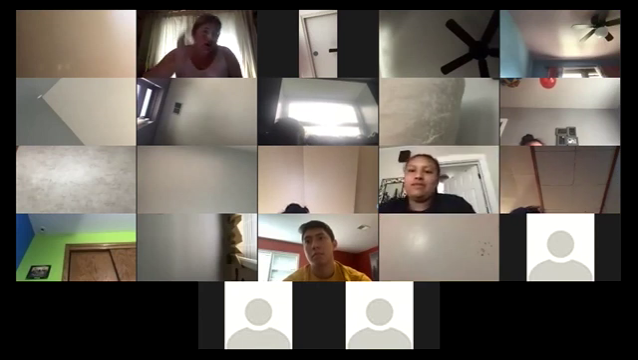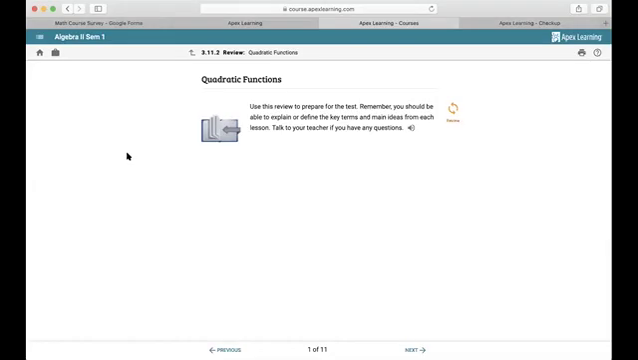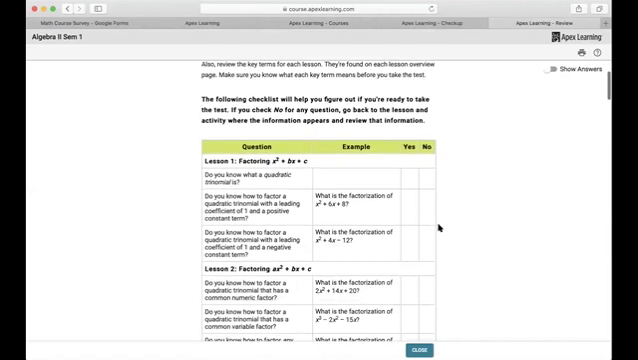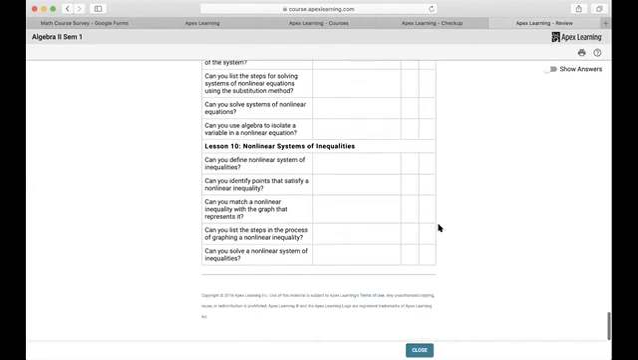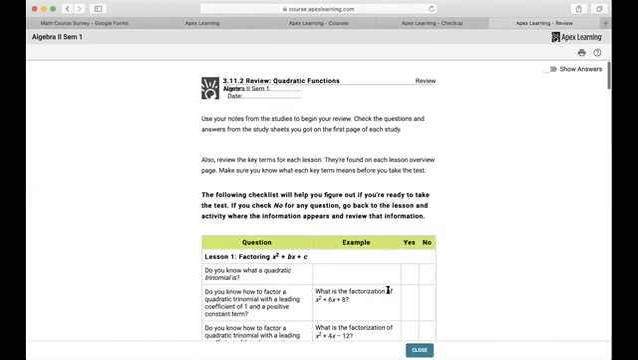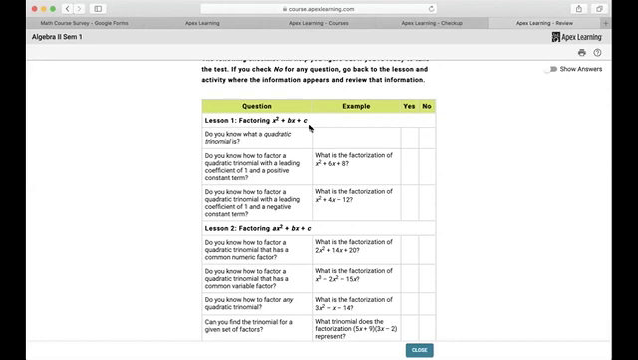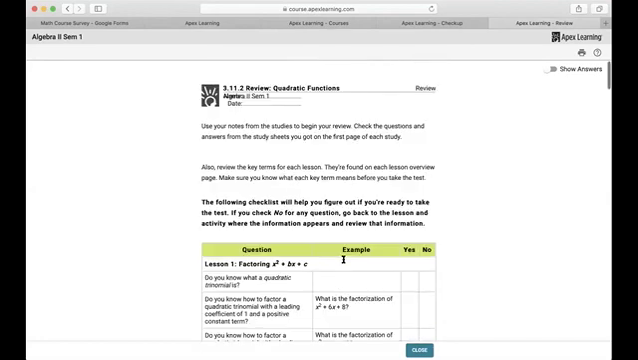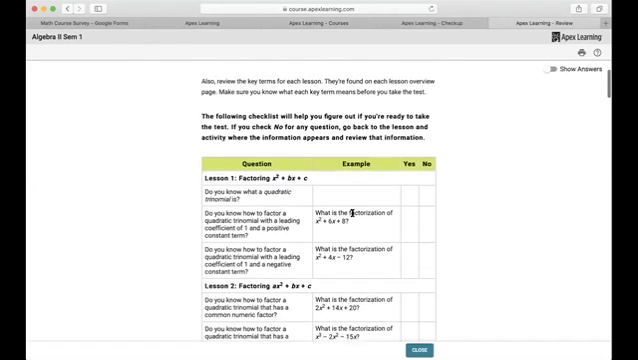Now what we're gonna do here is finish up the last 20 minutes with the review. You have this review here. Okay, it breaks it down for you lesson by lesson. Do you know what a quadratic trinomial is? Example, can you identify a difference of squares? So use this, and then check yes or no. If you can do that, awesome. If you can't do that, go back and look at it.